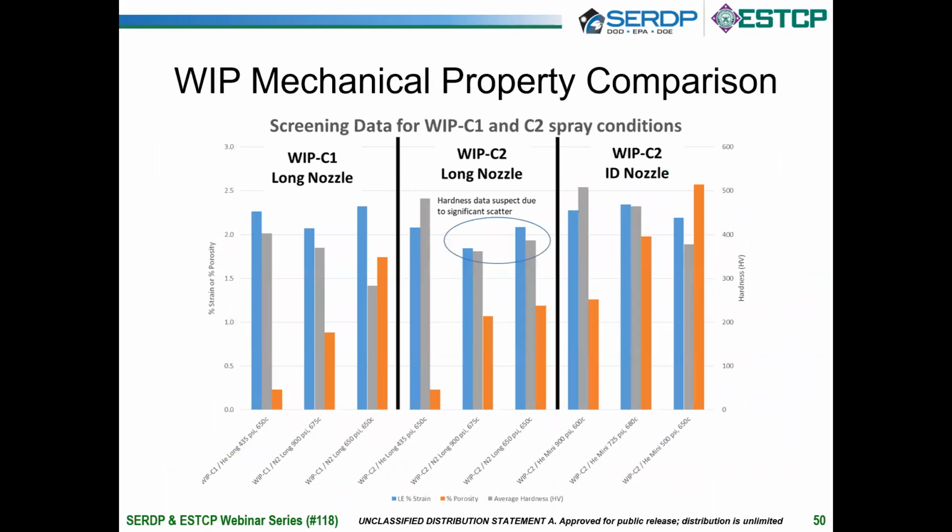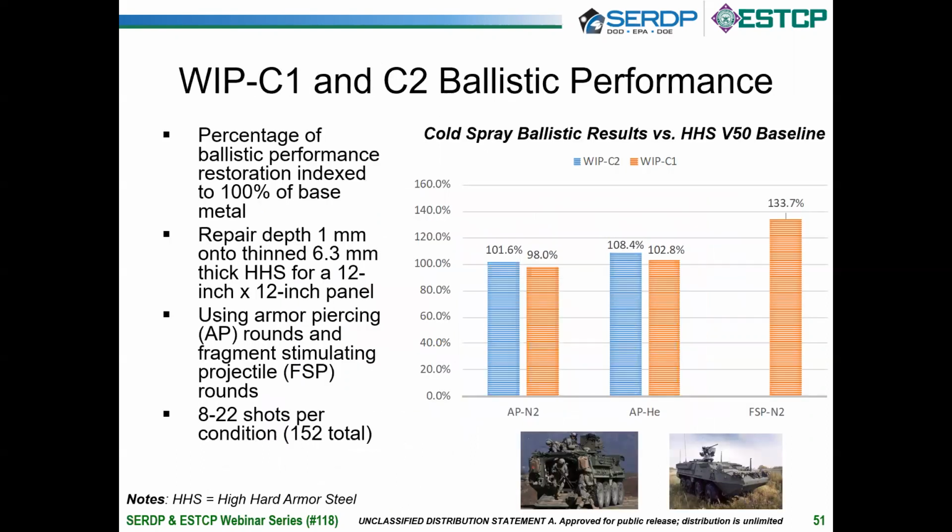We did a wide variety of studies of pressure and temperature conditions as well as different nozzles to come up with a variety of potential spray conditions. And now we can start to apply this to different applications. One application is armor repair. We looked at this WIP C1 material, which has a little lower hardness, but is a very high impact resistant material. And you can see that, compared to the baseline, both nitrogen sprayed material and helium sprayed material performed equivalent to or better than the baseline steel armor that we're repairing.